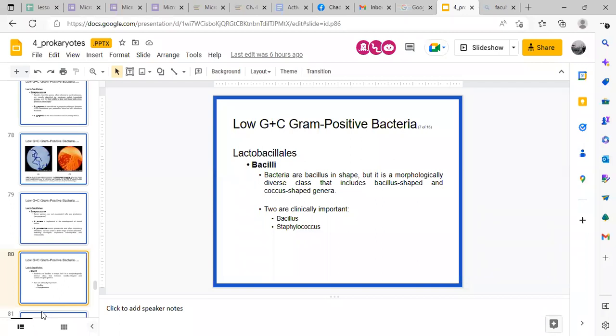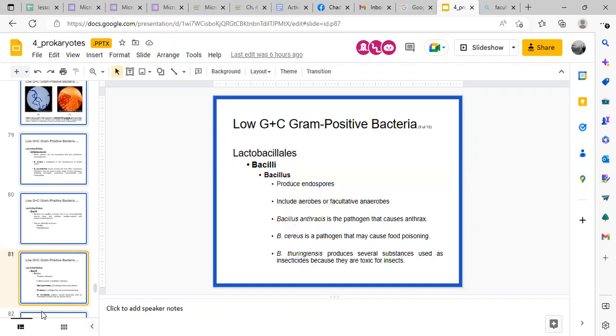Okay, under Lactobacillus, you have also bacilli, so bacteria that are bacillus in shape. This is morphologically diverse and includes bacillus-shaped and coccus-shaped genera. Two are clinically important: you have Bacillus and Staphylococcus.